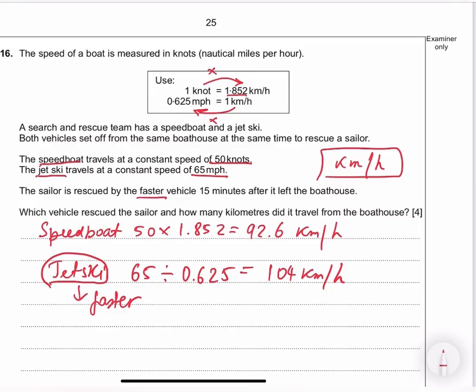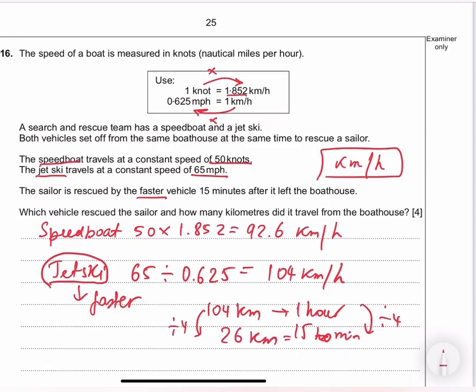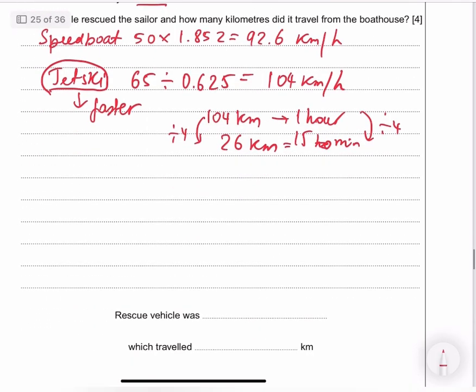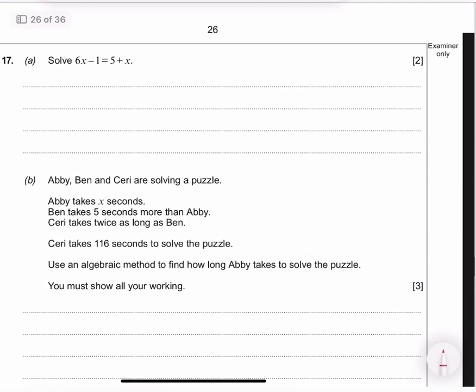So we need to find now the distance it traveled after 15 minutes. For the jet ski, it took 104 kilometers to travel in 1 hour, because that's what speed is, per 1 hour. So for 15 minutes, it's going to be 4 times less, because 1 hour has 60 minutes. So 60 divided by 4 gives you 15 minutes. Do the same with the distance, divide by 4, and that will give you 26 kilometers in 15 minutes. So the rescue vehicle was the jet ski, and it traveled 26 kilometers.